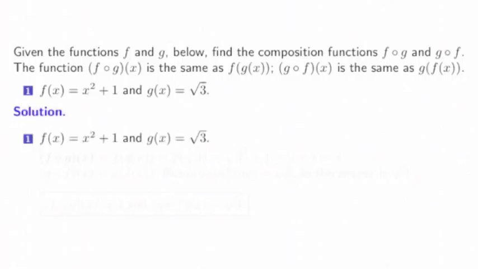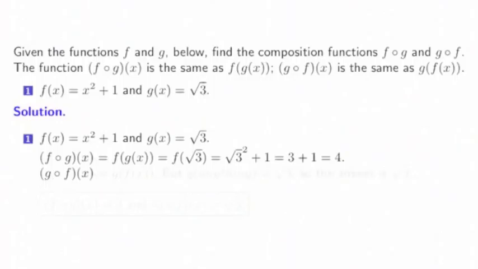So let's work through this one and get f composed with g of x, which is f of g of x, which is f of square root of 3. The function f squares things and adds 1, so let's take square root of 3, square it, and add 1. 3 plus 1 is 4. So f composed with g of x is 4.